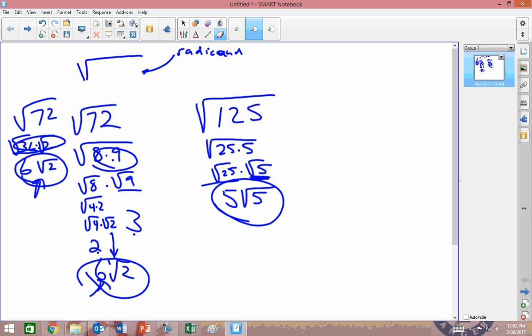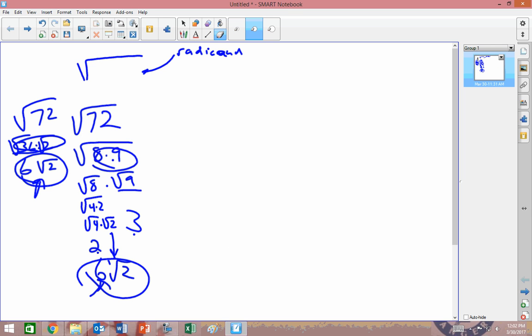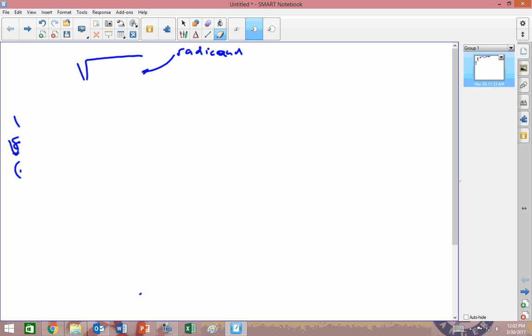Is this making sense to everybody so far? Okay. Should be pretty simple. You just always want to look for partners. Always look for perfect squares.